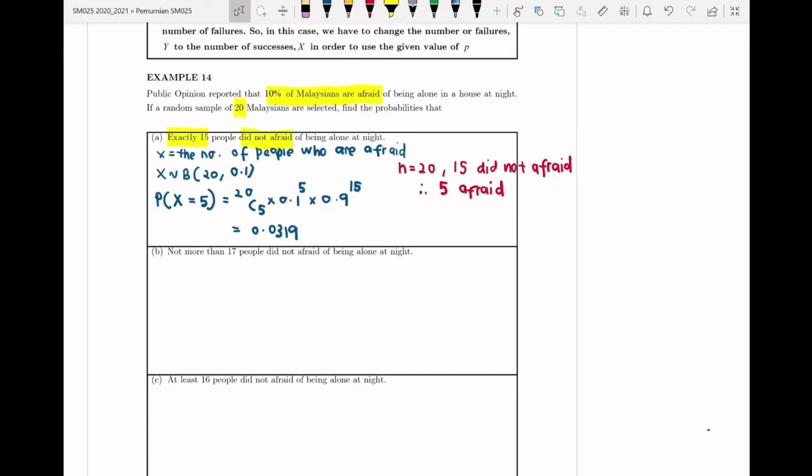Next, the second question, find the probability that not more than 17 did not afraid of being alone. So here we will use the probability. Okay, so the number of trials, the number of people, is 20. We have X as the number of people who are afraid, and we will let Y be the number of people who did not afraid.